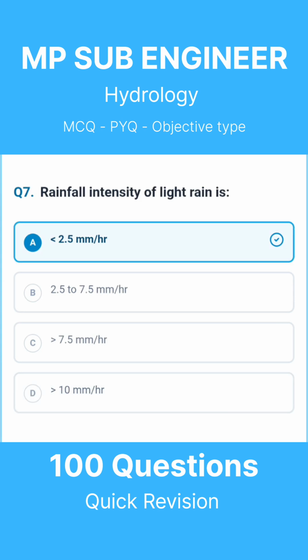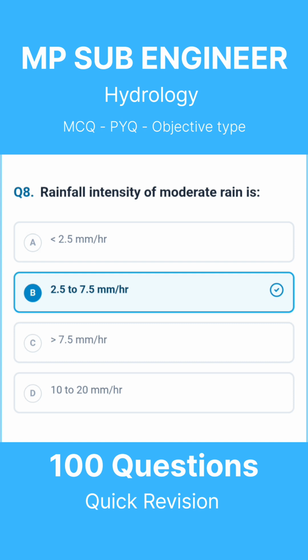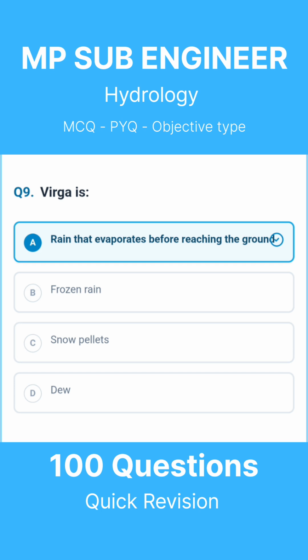Question 7. Rainfall intensity of light rain is. The correct answer is less than 2.5 mm per hour. Question 8. Rainfall intensity of moderate rain is. The correct answer is 2.5 to 7.5 mm per hour. Question 9. Virga is. The correct answer is rain that evaporates before reaching the ground.